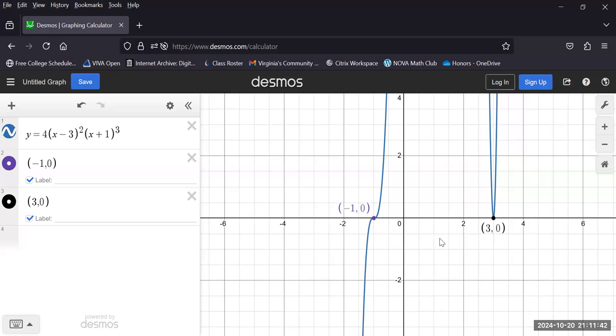Okay. So we have the properties of the graph, and we want to figure out what the polynomial is. First, we're given it's degree 5. Double zero at x equals 1, so that means multiplicity of 2. Triple zero at 3, multiplicity of 3. And then we're given this point.